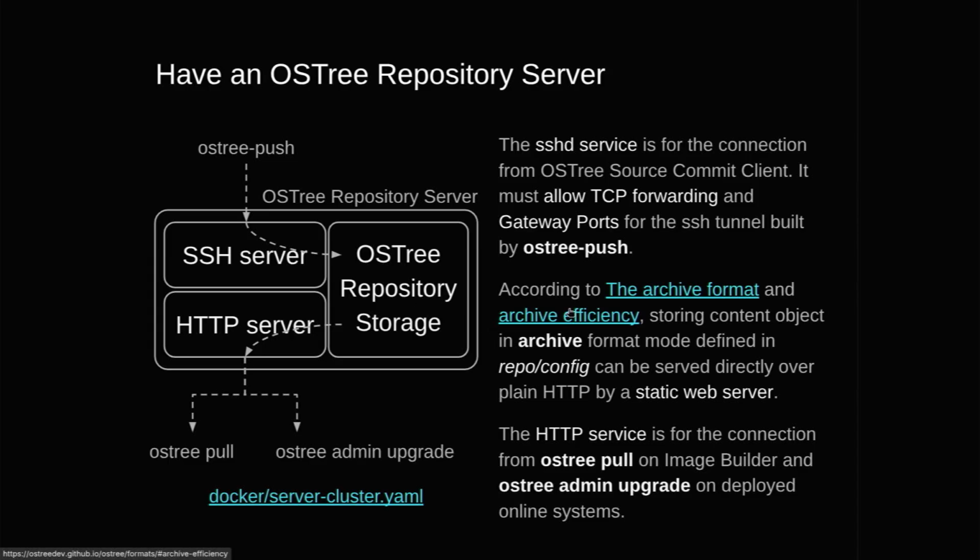And according to OSTree's document, on the archive format and archive efficiency, content stored in archive mode, defined in the config file, can be served directly over a plain HTTP static web server. So here's why the HTTP server. The image builder can use the OSTree pull to pull the OSTree commit via the HTTP protocol, and the OSTree admin upgrade can be executed on the deployed system to get the latest OSTree commit from the OSTree repository server. It works over HTTP too.